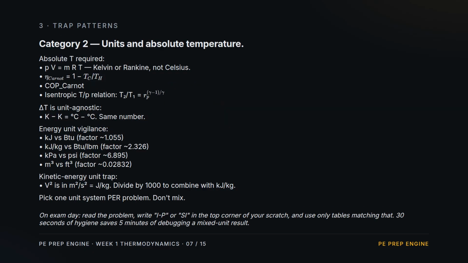Trap Category 2. Units: Kelvin or Rankine in any law with absolute T. PV equals MRT. Carnot efficiency, Carnot COP. The isentropic temperature-pressure relation. Delta T alone is unit agnostic. Energy vigilance: kilojoules and BTUs don't add. Kilopascals and PSI don't add. Pick 1 unit system per problem and write it on your scratch first. Kinetic energy per mass is in joules per kilogram. Divide by 1,000 before combining with delta H in kilojoules per kilogram.